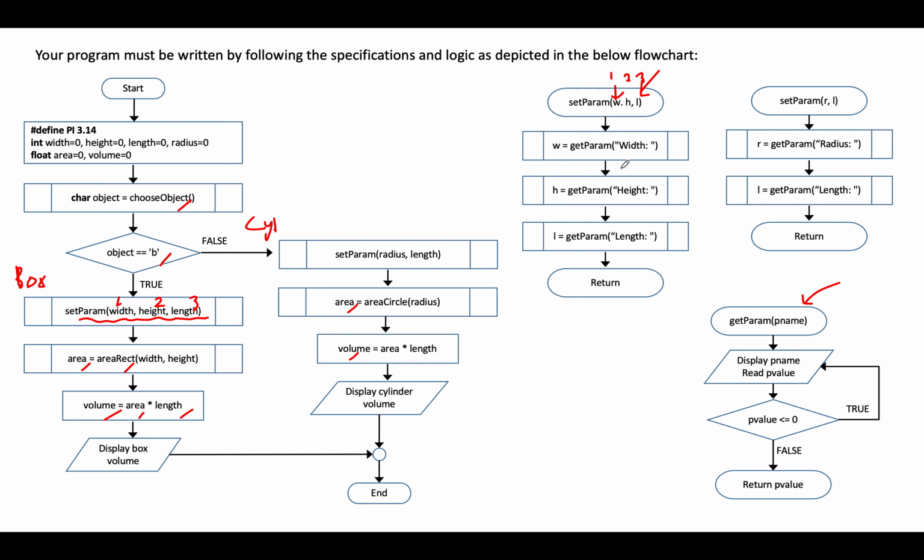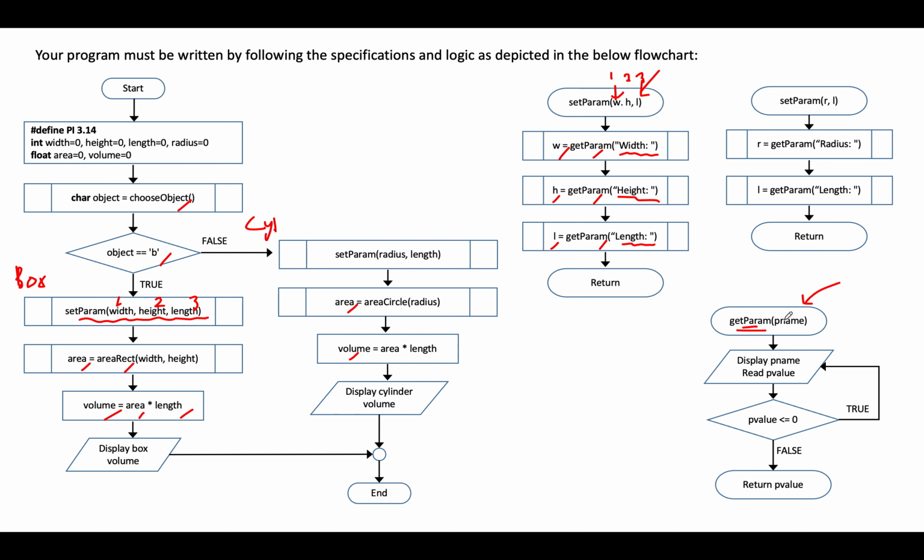Once set parameter WHL is initiated or triggered, since we chose box or B here, in this set parameter it will require you to get parameter for W, get parameter for H, and get parameter assigned to L. So here if you observe, get parameter bracket, and you have this string: width, height and also length. So let's move to this get parameter function.